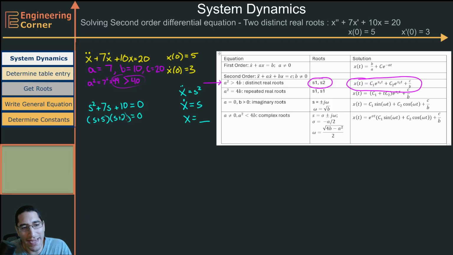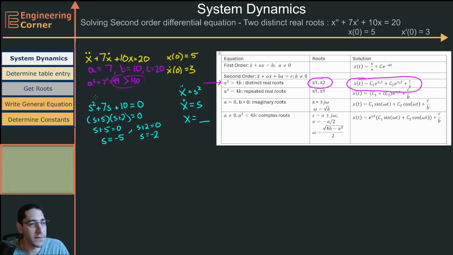We equate each of these terms to 0. So we have s plus 5 is equal to 0, and s plus 2 is equal to 0. So we get our two roots: s is equal to minus 5 and s is equal to minus 2. Those are our two roots, and they are distinct. They are different numbers.